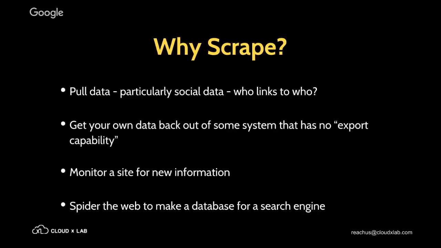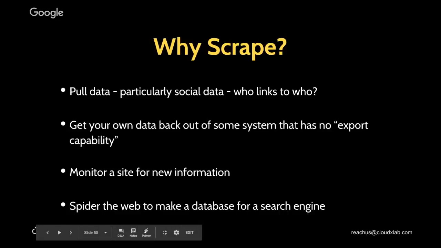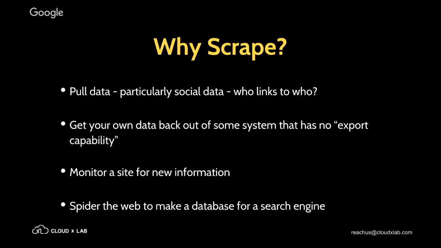So why do we web scrape? We generally pull the data, particularly the social data of who links to who, get your own data back out of some system that has no export capability, and monitor a site for new information. Or we could spider the web to make the database for our search engine. Web scraping is quite an important phenomenon, and a lot of users use it for various kinds of work. The biggest scraper is probably Google. What Google does is it goes to all the websites, keeps downloading their data, and keeps preparing its index. And it basically ranks the pages based on who is linking to whom.